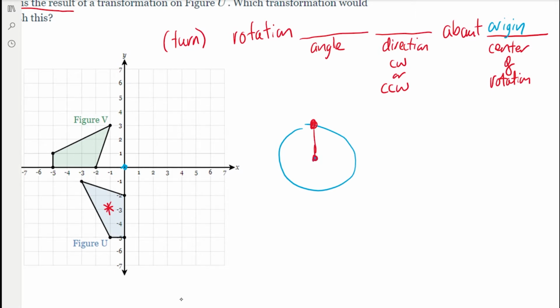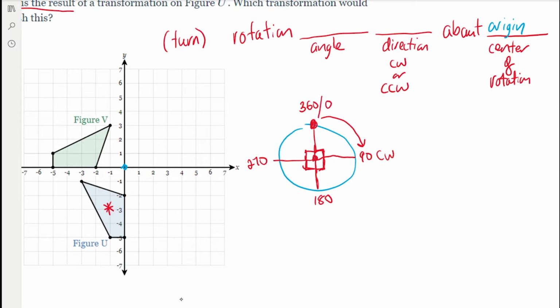The benchmark angles are 90 degrees. So this is a nice 90-degree mark. Since I'm going from here to here, that's 90 degrees clockwise. If I added another 90, I would end up at 180 degrees. If I added another 90, that would be 270. And if I added another 90, I'll get right back to the original, which is 360.